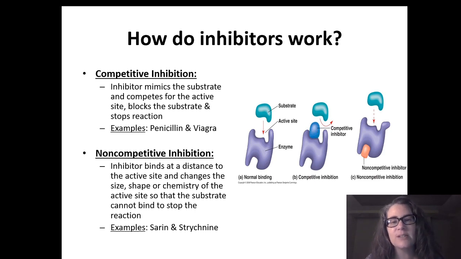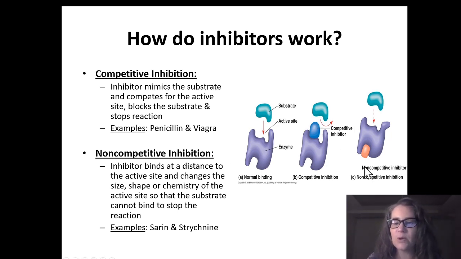Penicillin actually works this way in order to kill bacteria. It inhibits an enzyme necessary for building a cell wall around the bacteria. And so by inhibiting that, the bacteria can't reproduce and build more bacteria, and so you can kill the bacteria in and around your body. Viagra is another competitive inhibitor. It works to stop an enzyme so that you get blood flow to the penis and you get an erection, right? So those are a couple of common examples that you've probably heard of that are actually competitive inhibitors.